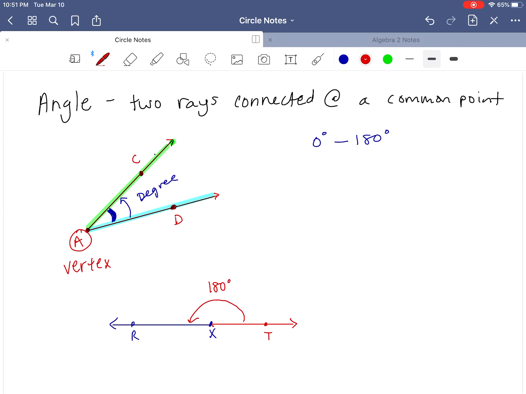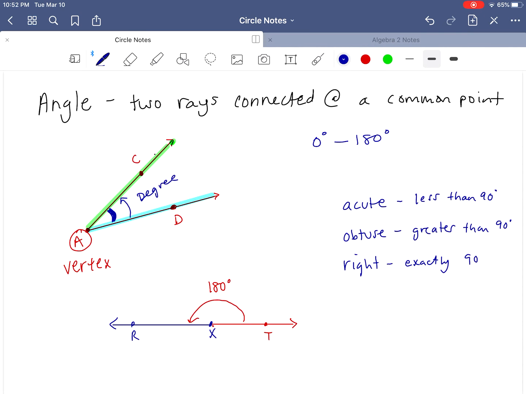That's 180 degrees. And there are three kinds of angles that you may or may not have heard about before: an acute angle, okay, an obtuse angle, and a right angle. An acute angle is an angle that measures less than 90 degrees, okay? An obtuse angle is greater than 90 degrees. And then lastly, a right angle is exactly 90 degrees.